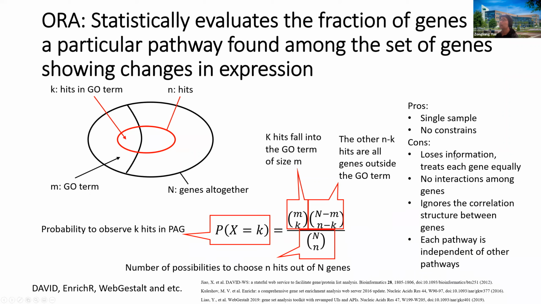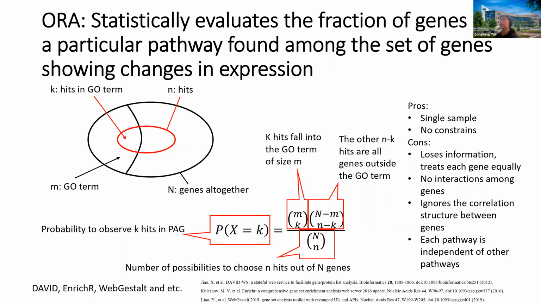As you can see, once these genes are regarded as candidates, they are treated as equal, and there is no interaction among the genes. It also ignores the correlation structure between the genes, because if we have matrices, there is always some kind of correlation structure that will be lost in this ORA analysis. And each pathway is independent of the other pathways. The most well-known tools for this ORA are DAVID, Enrichr, and WebGestalt, and you can see there's a reference here.